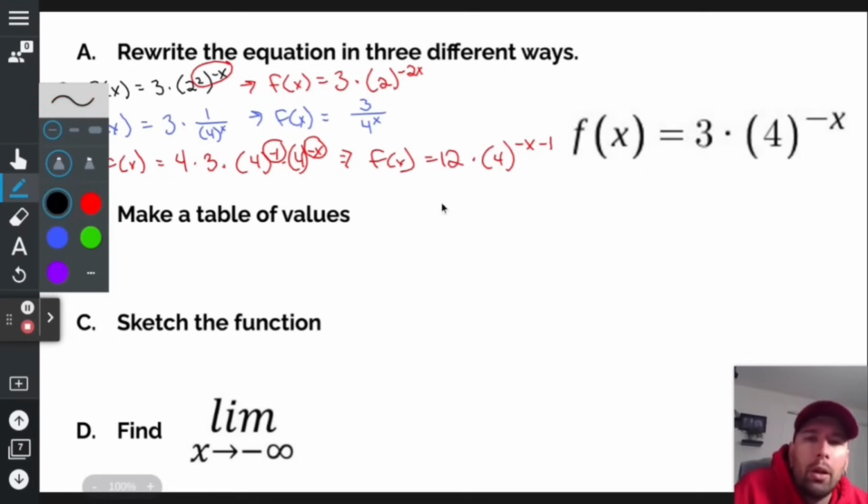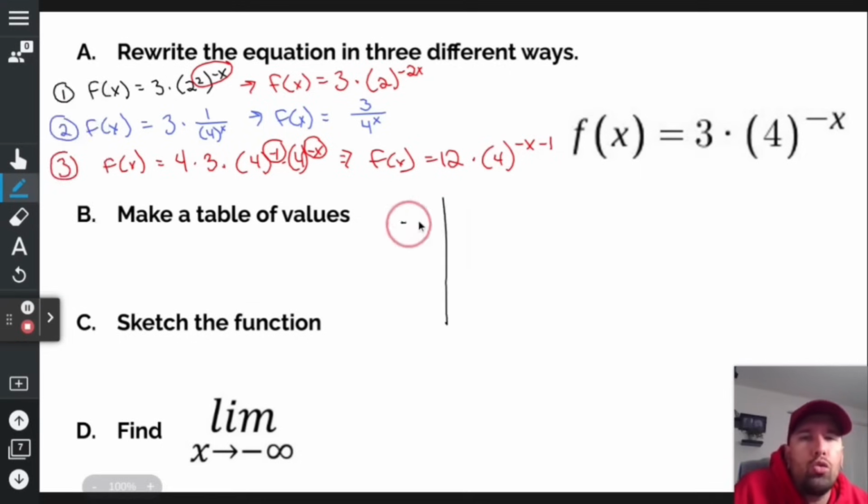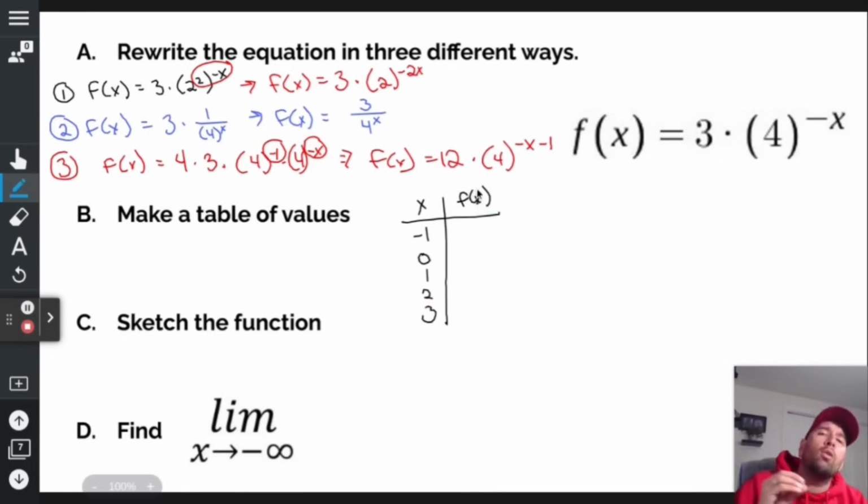Make a table of values. So I'm going to have, let's do negative 1, 0, 1, 2, 3. The reason why I'm not going to make a ton of these is this is exponential, and with exponential functions, numbers get bigger faster, or in this case, numbers get smaller faster. So I'm going to do a little bit of mental math. Bear with me. If I want to plug in negative 1, this becomes 3 times 4 to the negative negative 1. 3 times 4 to the first is 12.